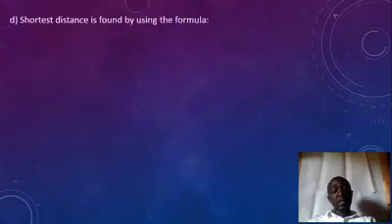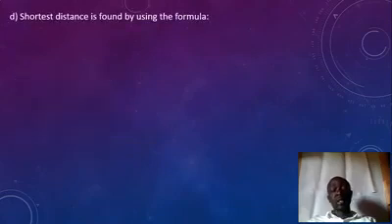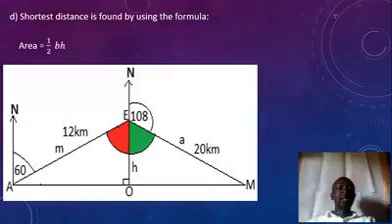The last question is asking us to find the shortest distance. And the formula that we use for shortest distance is area is equal to half BH. After finding the area in the previous question, we are now going to apply it here to find the shortest distance. Here is the triangle that we are going to use. It's the same triangle.